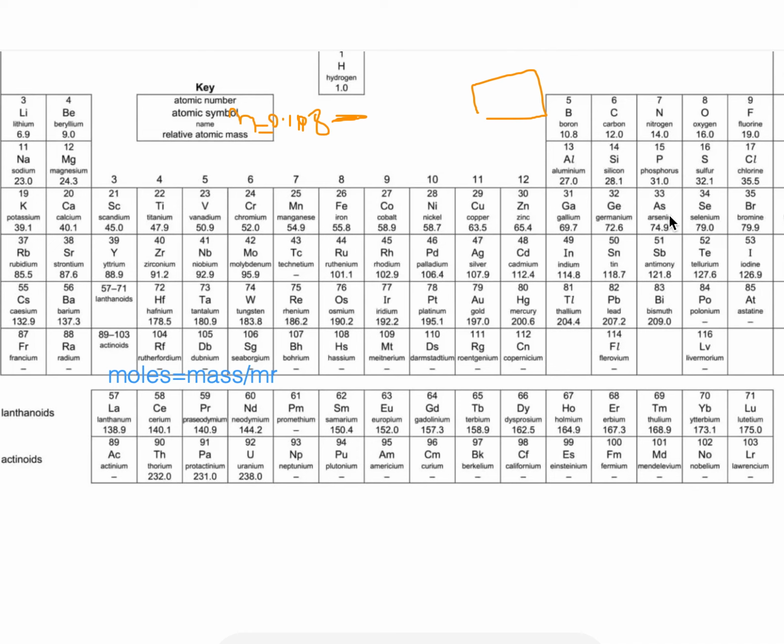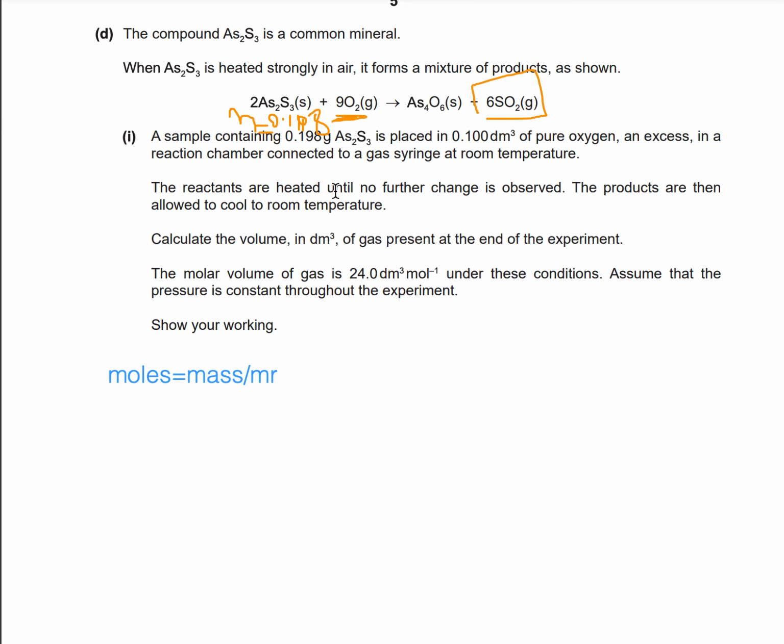So it's 74, well, let's say it's 75, into 2, As2 and S3, which is sulfur. And sulfur we know it's 32. So 32 multiplied by 3, right? What do we get? We get 246. I used my calculator, I did not do the working on the screen.